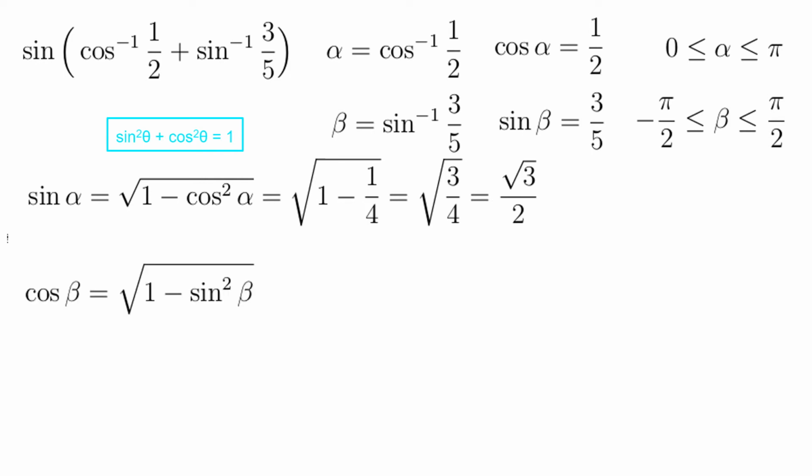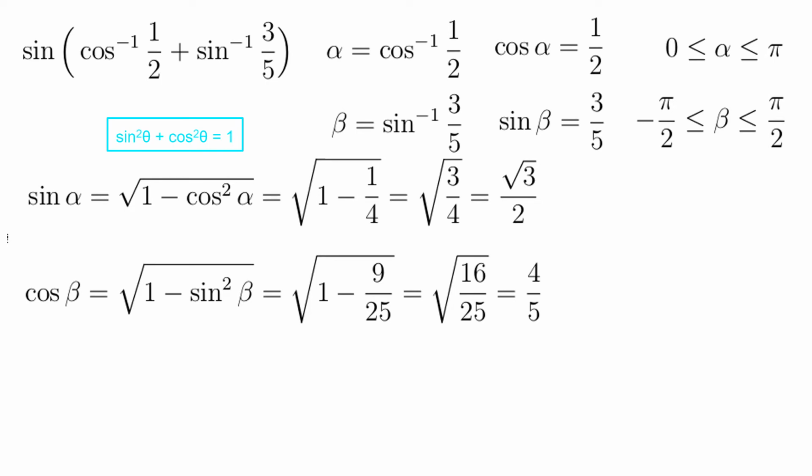We use the same identity to get an expression for the cosine of beta, which must also be positive as it's in quadrant 1, and that is the square root of 1 minus 3/5 squared, which is equal to the square root of 16 over 25. And that's equal to 4/5.